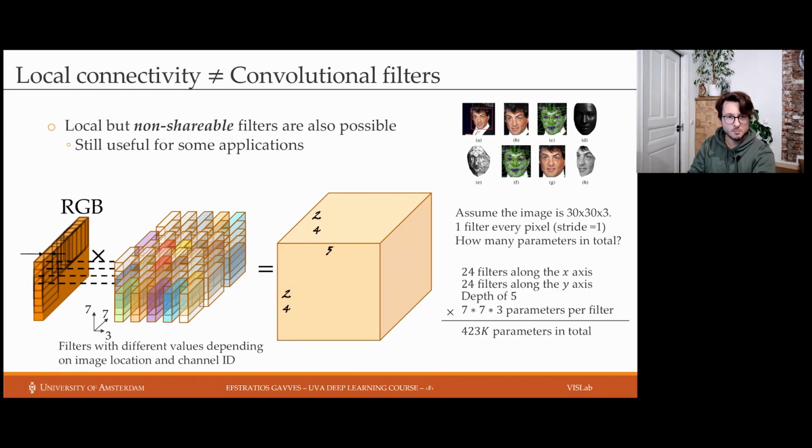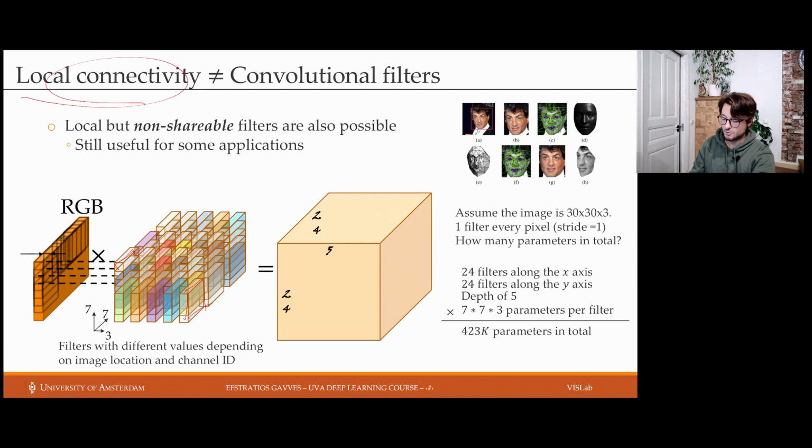Now, an interesting point to remember is that local connectivity does not mean convolutional filters, right? Convolutional filters means that we have local connectivity as well as shared parameters. However, one can also imagine that we do have local connectivity, so our filters have this rectilinear shape, so they are local within a neighborhood. However, from one rectilinear shape to the other, we have different parameters. Then we don't share parameters. We have local connectivity, but we don't share parameters.